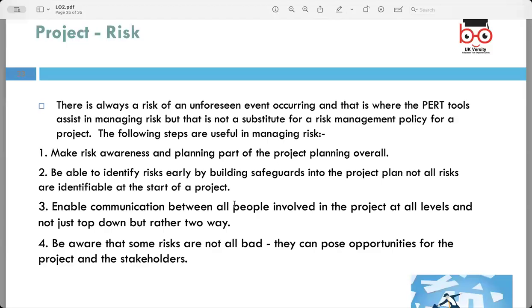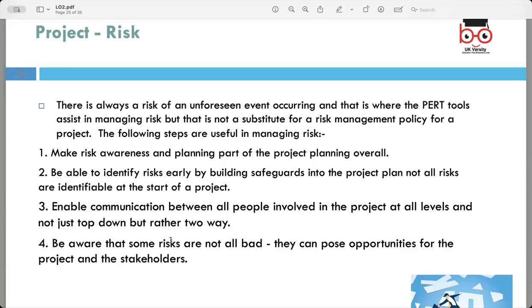First, build risk awareness into your overall project planning from the start. Don't wait for problems to happen. Secondly, try to spot risk early and include backup plans or safeguards in your schedule. Even though not every risk can be predicted, planning for flexibility helps. Third, make sure everyone involved in your project can speak up if they notice something risky. This means encouraging two-way communication, not just instructions from the top, but also ideas and warnings from all levels.